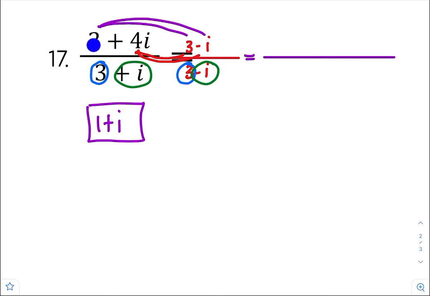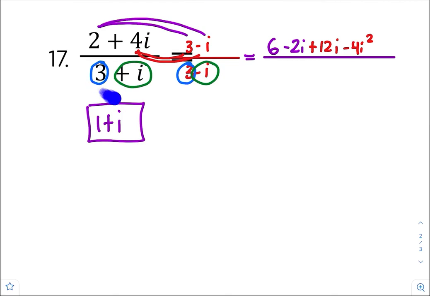2 times 3 is 6. 2 times negative i is negative 2i. 4i times 3 is 12i. 4i times negative i is negative 4i squared.